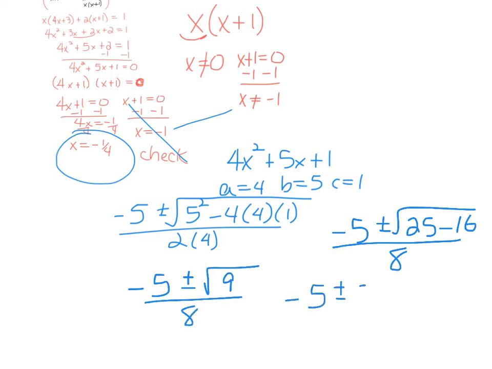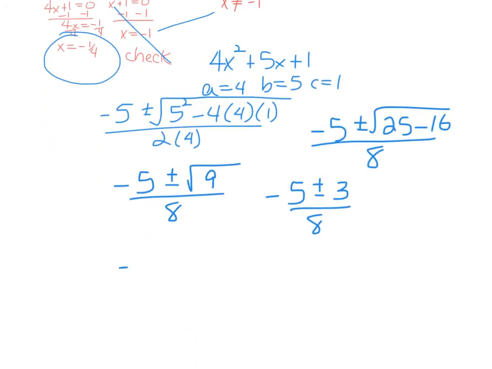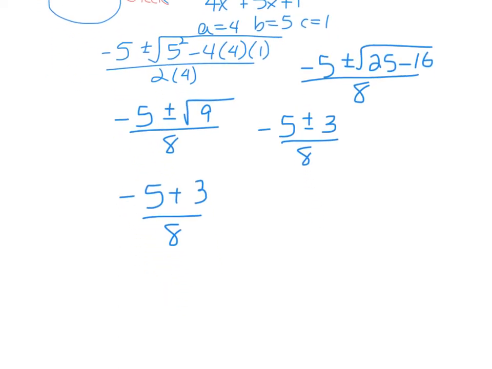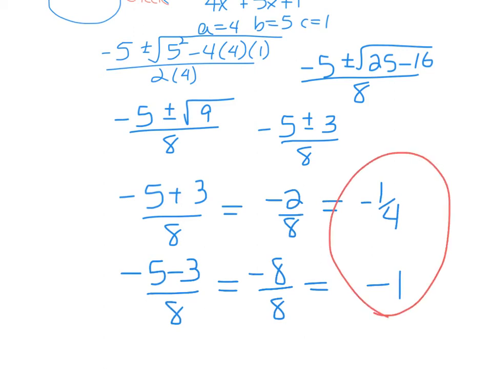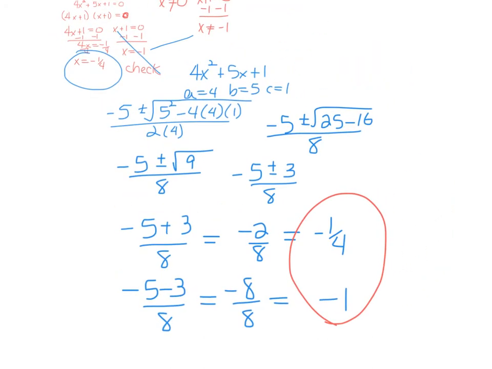-5 plus or minus 3 over 8. And then -5 plus 3 over 8. And then I'm also going to do -5 minus 3 over 8. So here I would get -2 over 8, which would be -1/4. Over here, -8 over 8, which is -1, which is the exact same solutions I got when I did it with factoring. So again, it's not going to matter.